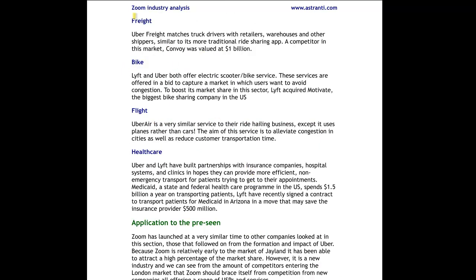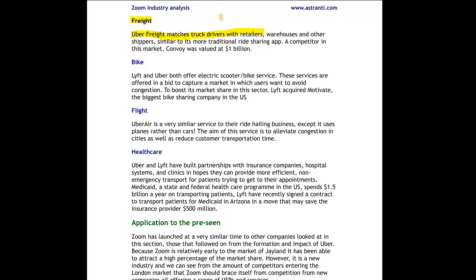So, that's one service offered by a company. Another is freight, and again, we're looking at Uber here. Uber Freight matches truck drivers with retailers, warehouses, and other shippers. Very similar to the traditional ride-sharing app, but in a different industry. Now, a competitor in this market, which was set up by two former Amazon employees, was recently valued at $1 billion. So once again, there's certainly an opportunity for growth in these markets.